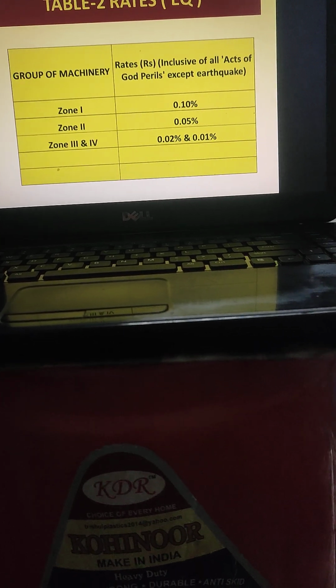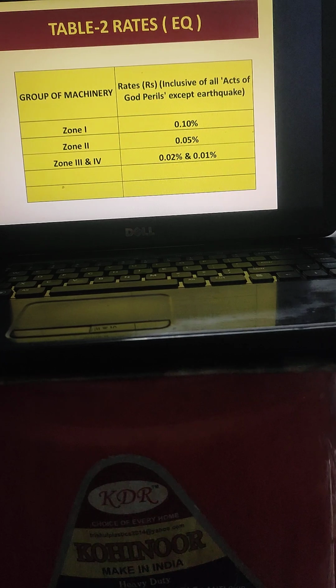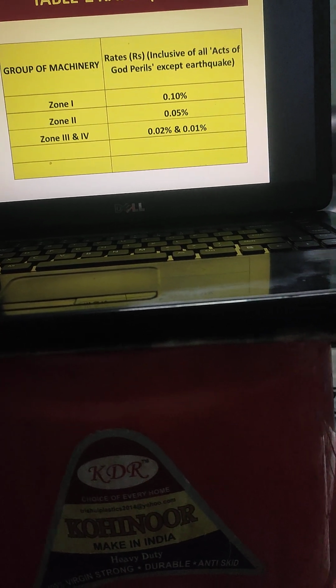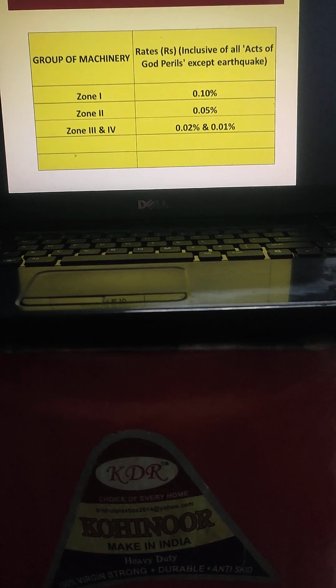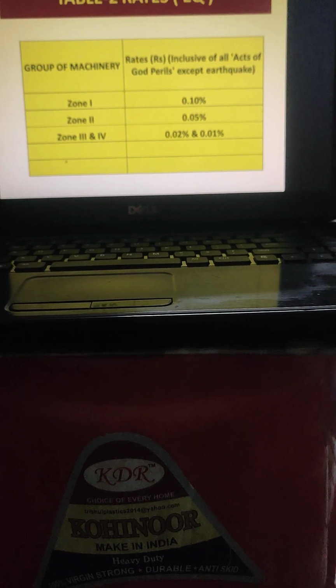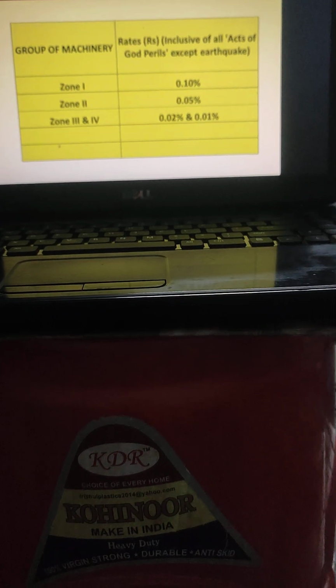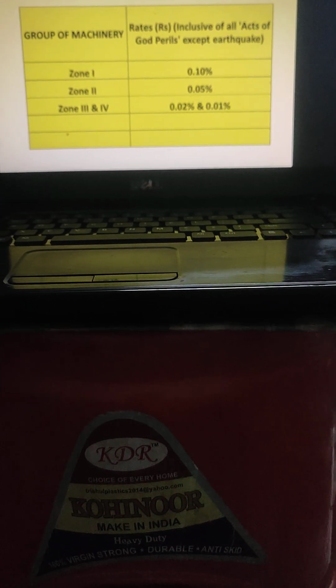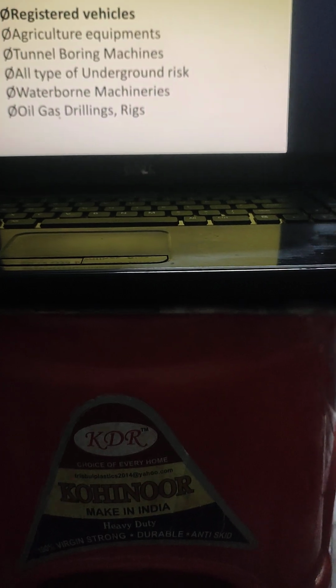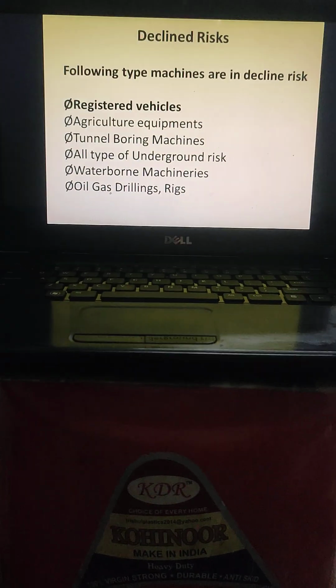So zone 2 is 0.05%, zones 3 and 4 are 0.02%, and zone 5 is 0.01%. So rate variation is according to the frequency of the earthquake in that area. So this is divided into the 4 zones. Now, decline risk.